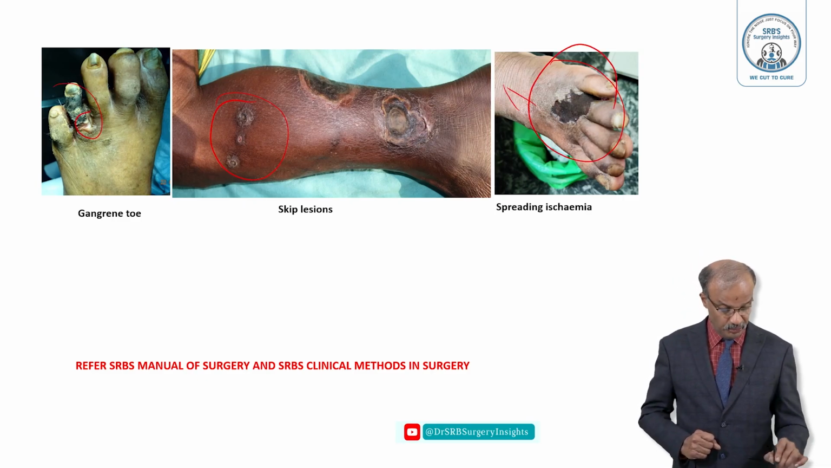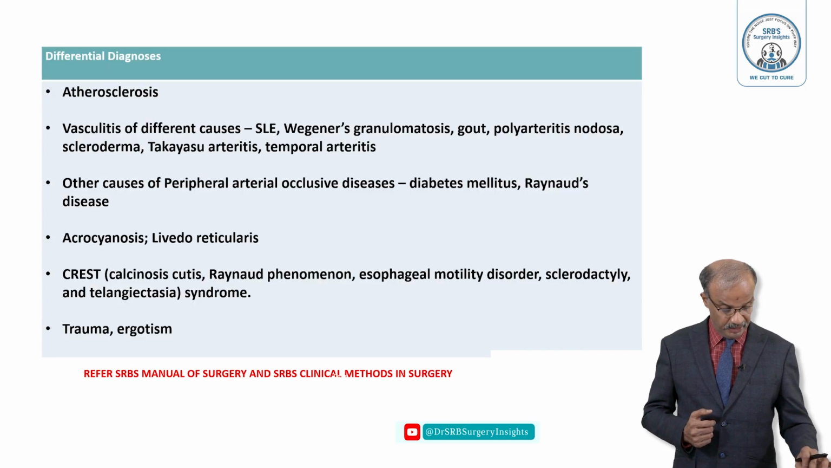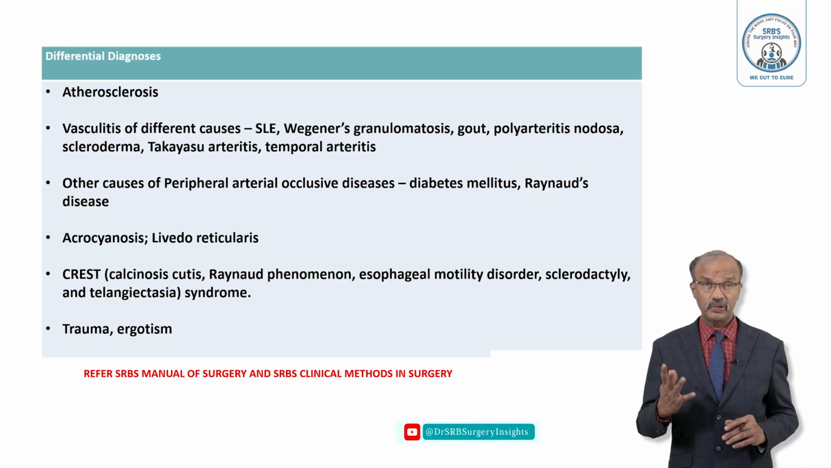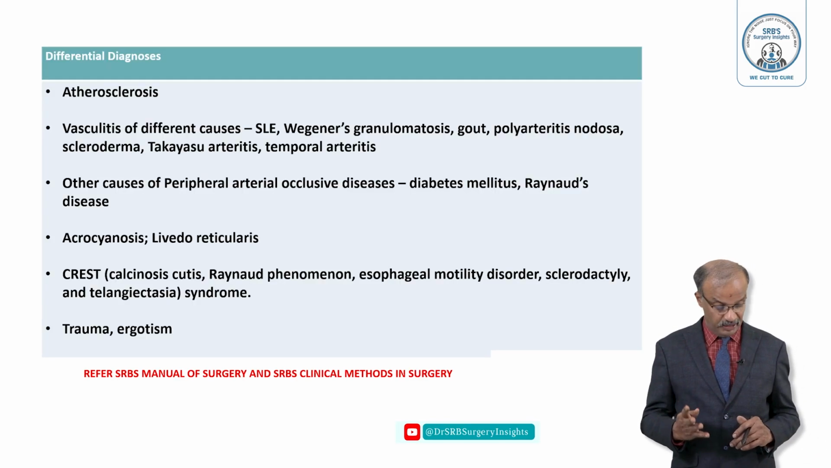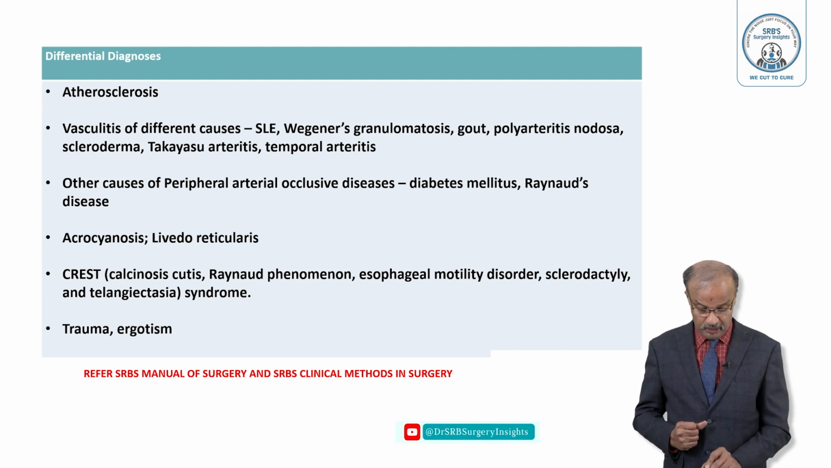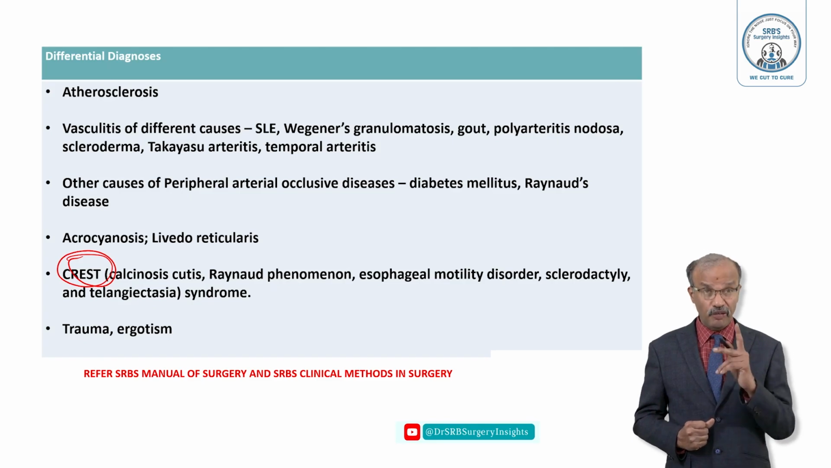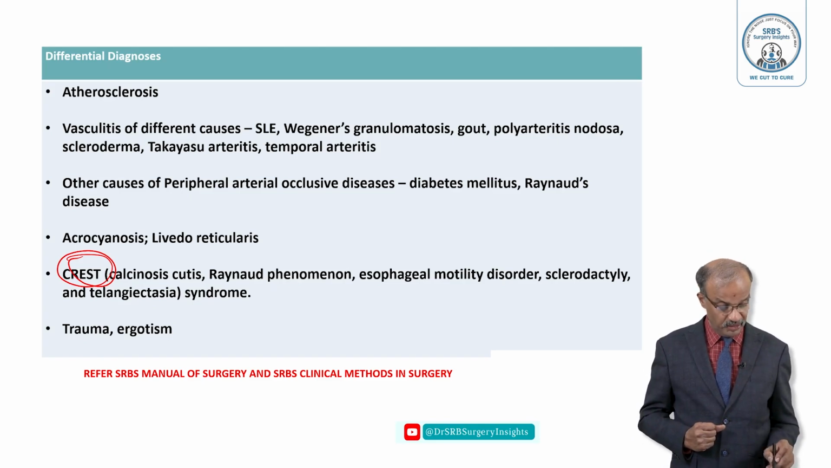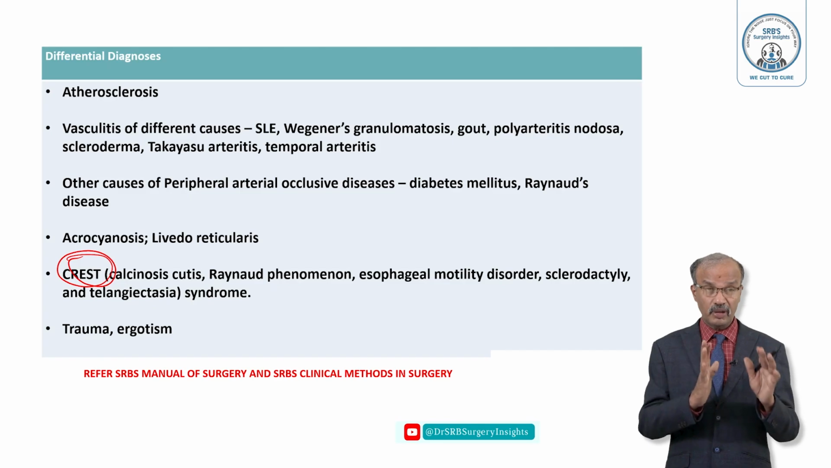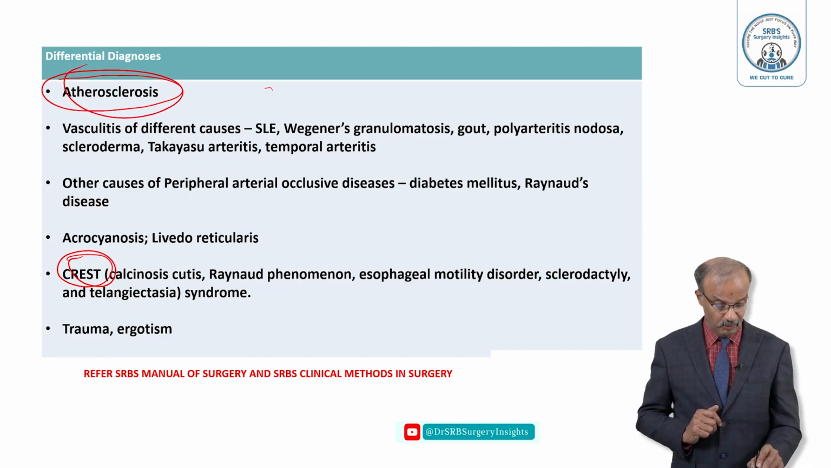It's actually localized. Two toes are involved. And pre-gangrene is there. See that? In pre-gangrene, hyperesthesia will be there in the area. And all these things are the differential diagnosis: atherosclerosis, vasculitis, diabetes, renal disease, acrocyanosis, CREST syndrome, calcinosis cutis, Raynaud's phenomena, esophageal motility disorder, sclerodactyly, telangiectasia. This is important differential diagnosis. So many things, especially in females, this is common. Trauma is also a differential diagnosis for all this. So you have to remember the main thing, first and foremost, the most common thing. You have to remember always this one.